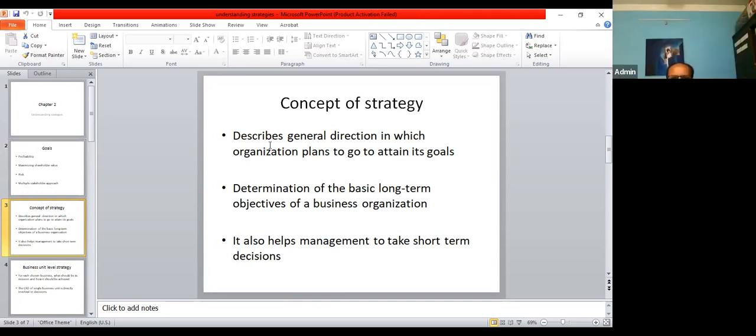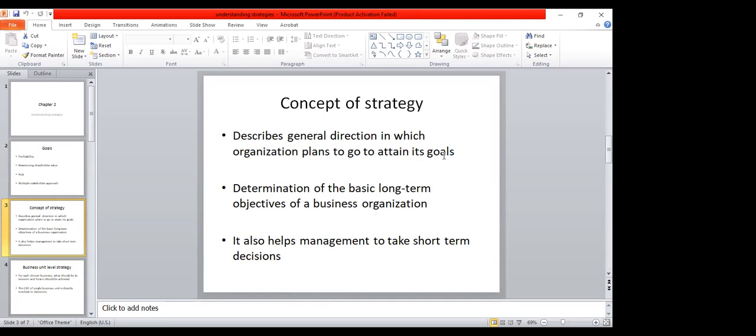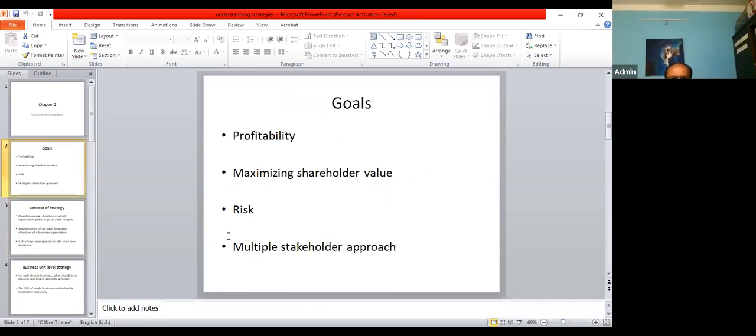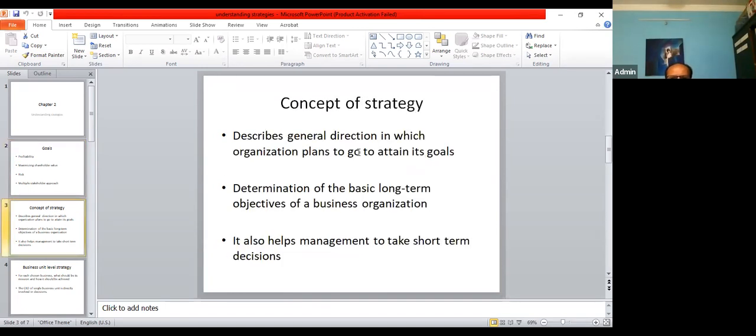So this first line tells us that strategy describes the general direction in which an organization plans to go to attain its goals. Let me show you again. These are the goals, 1, 2, 3, 4. With these goals, you have to set your direction in order to achieve these defined goals. So this way, strategy has to be created. If you are there to develop a strategy, please remember, first you need to understand what the goals of the organization are. And along with the goal, you have to set your strategy.